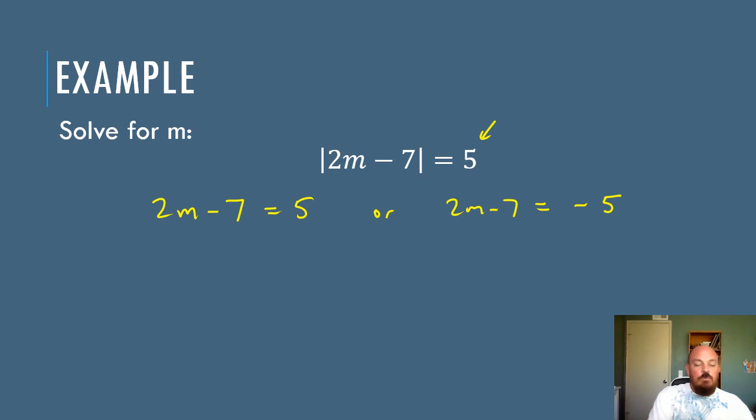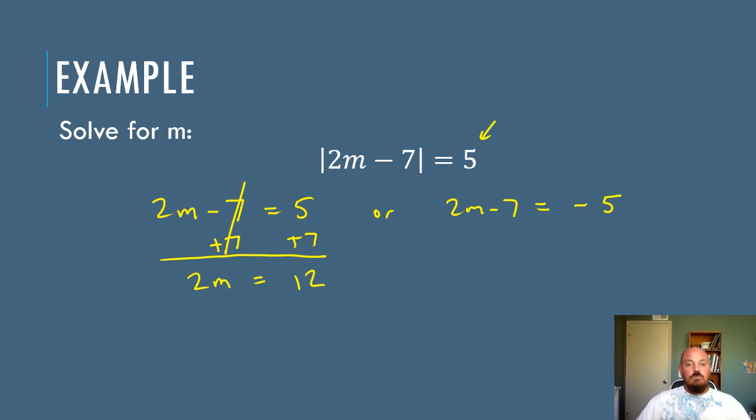I want to cancel out the minus 7 first, I think. So I'm going to do a plus 7 on both sides of the equation. Minus 7 and plus 7 cancel. 2m drops down, and 5 plus 7 is 12. So this was a two-step equation. I have one more step. The last example we did one and we're done.